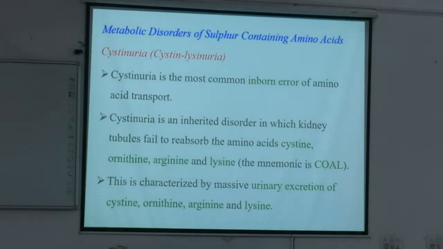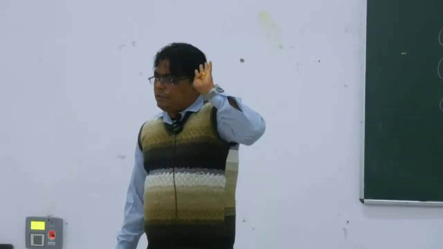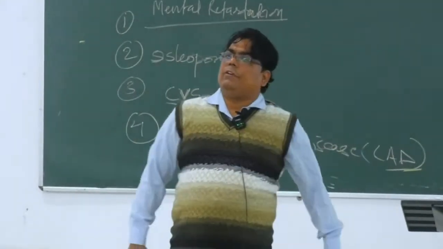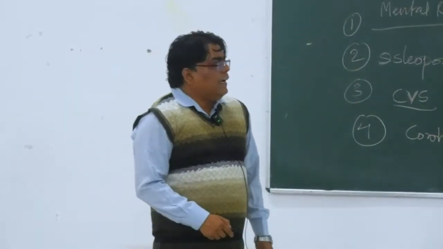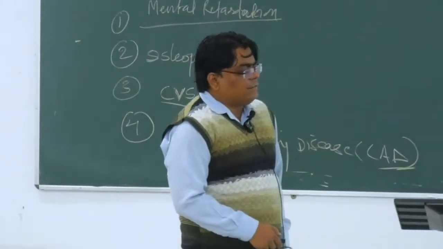Now, inborn disease, the first one is cystinuria. If the word cystinuria comes to your mind, it means the level of cysteine is increased. It is caused by a defect of renal tubule reabsorption, and 4 main amino acids are not reabsorbed. For this you remember the mnemonic COLA: cysteine, ornithine, lysine and arginine. If something is not reabsorbed, it will be excreted in the urine, and it is mainly identified by this urinary excretion.